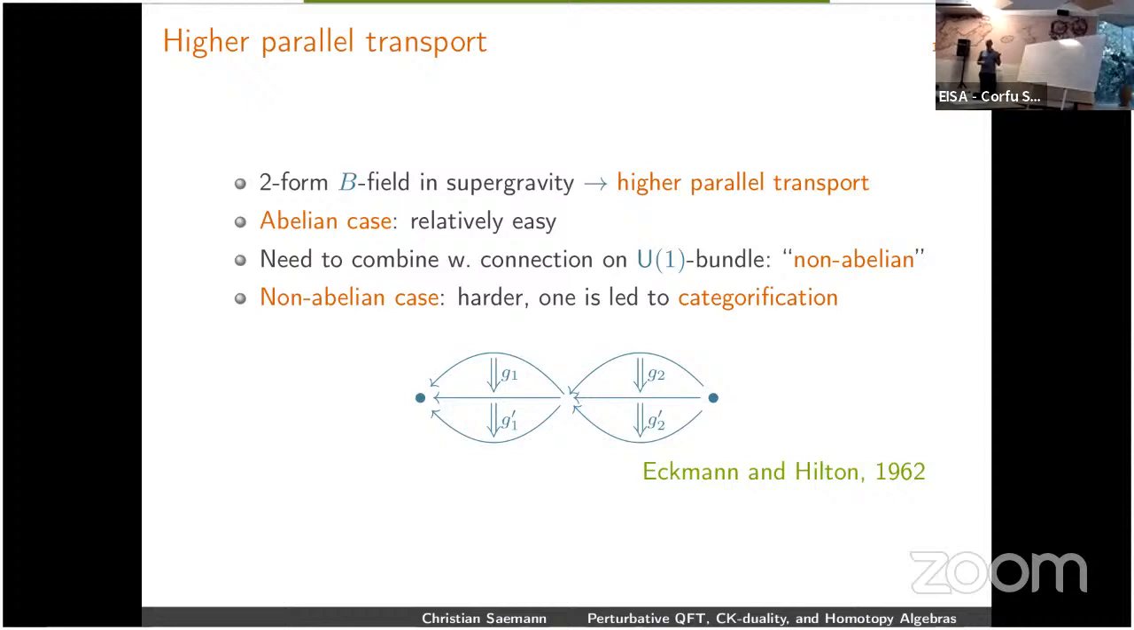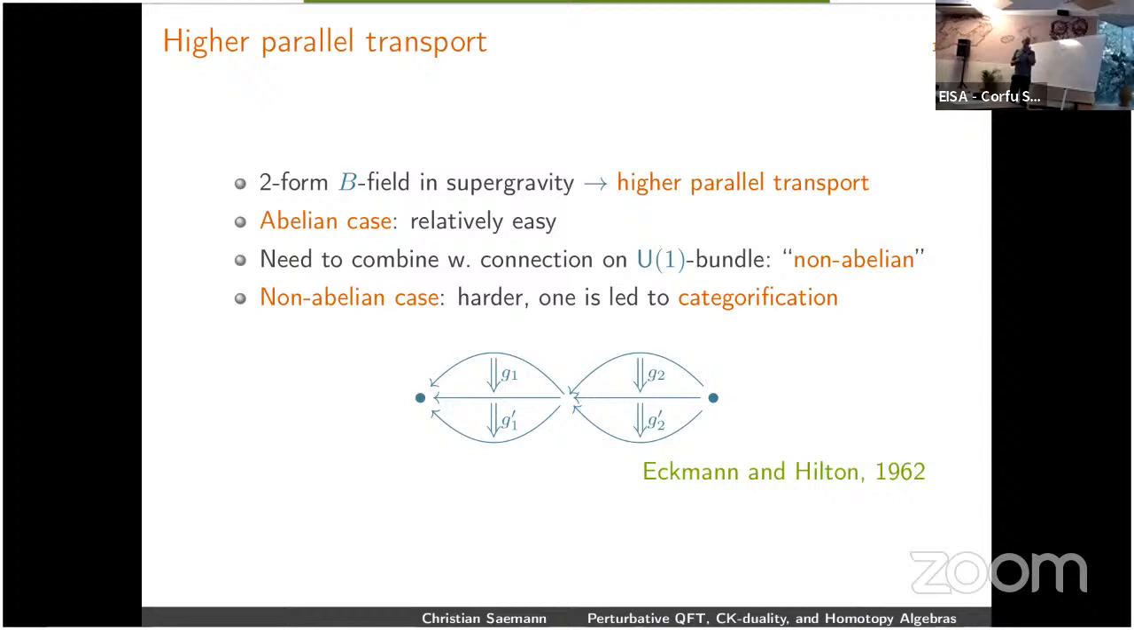And the non-abelian parallel transport is much harder. In particular, if you have the ordinary parallel transport, you have path ordering, and the correct definition of surface ordering is not possible. You have to be very careful with this. And then one gets problems. And there's an old argument by Eckmann and Hilton that if you do that improperly, if you don't use the right technology, then your parallel transport, even if you try to make it non-abelian, will be abelian. Okay, so one has to be a little bit careful here.